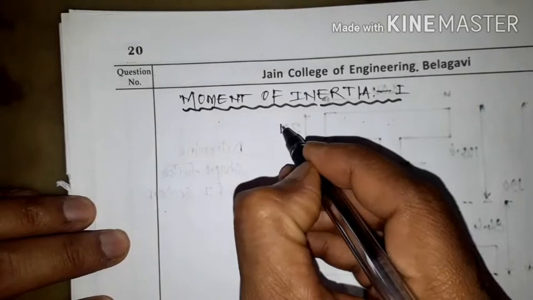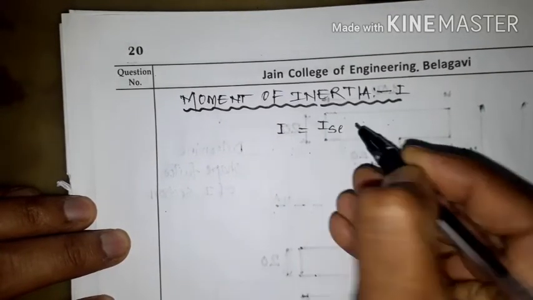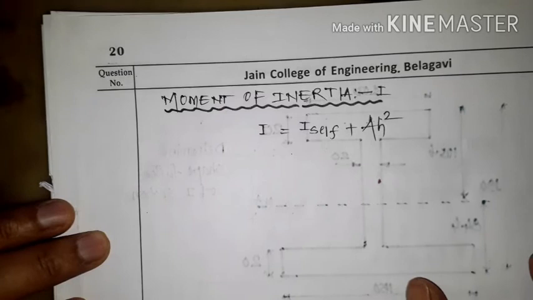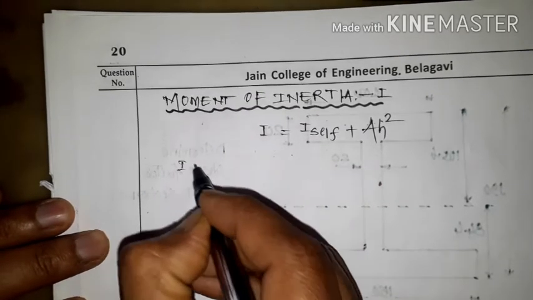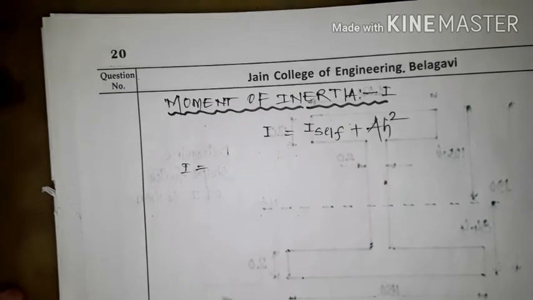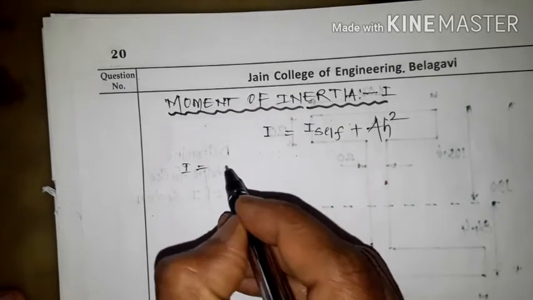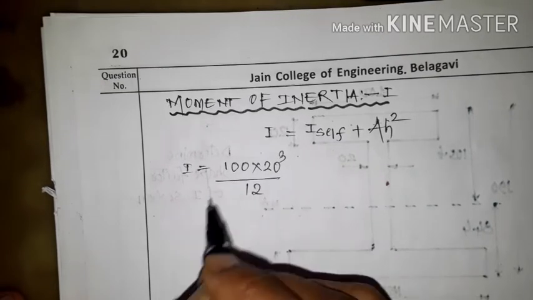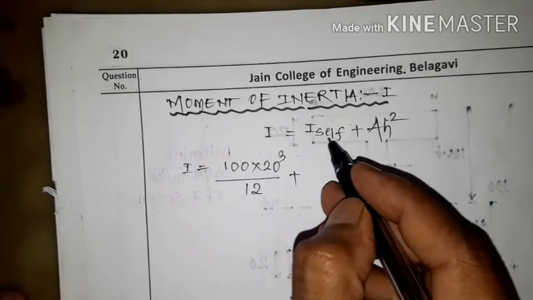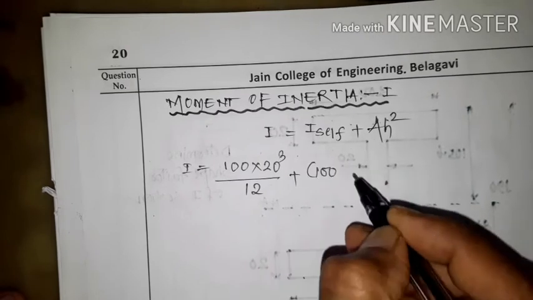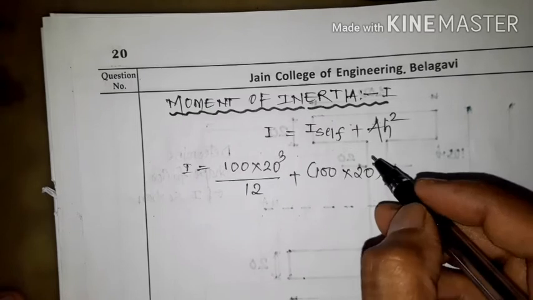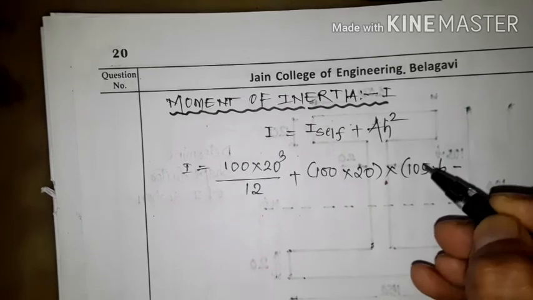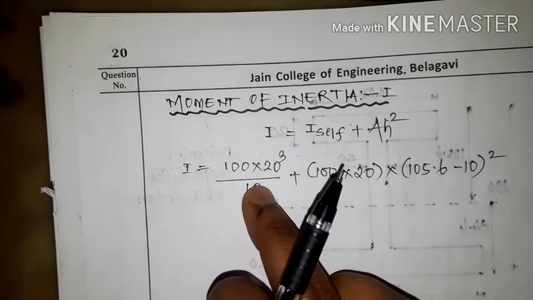I is given as I self plus A h square. So I will write here I is equal to, first of all for the top flange, B is 100 into D is 20, BD cube by 12, plus area, 100 into 20, into h, which is 105.6 minus 10 squared. So I plus A h square.